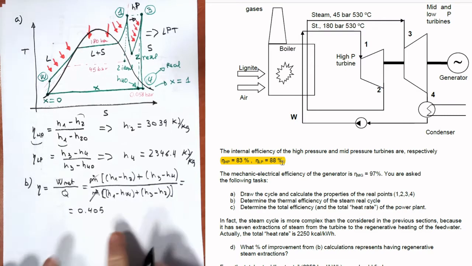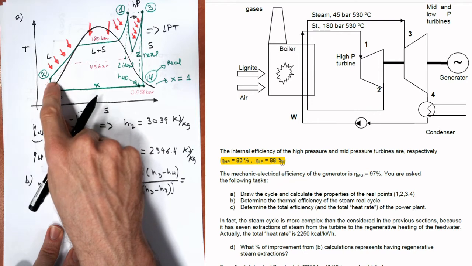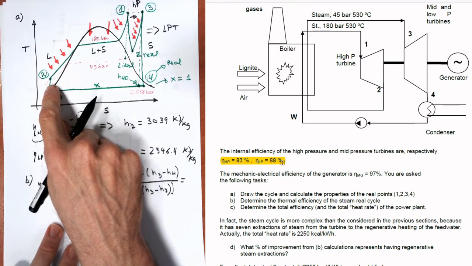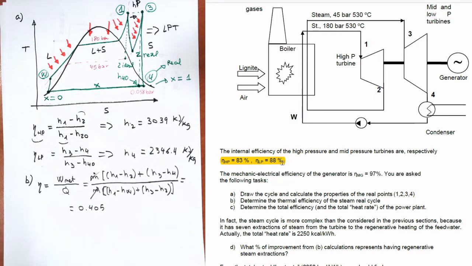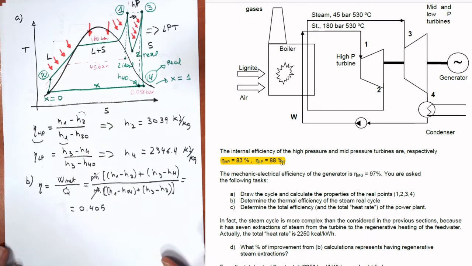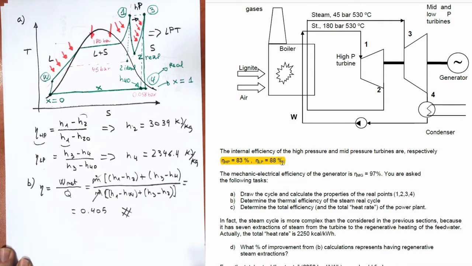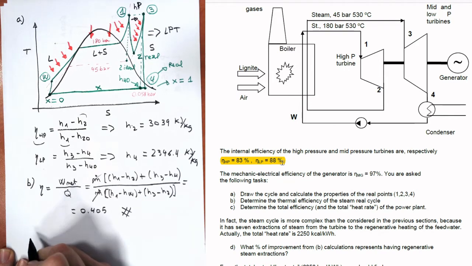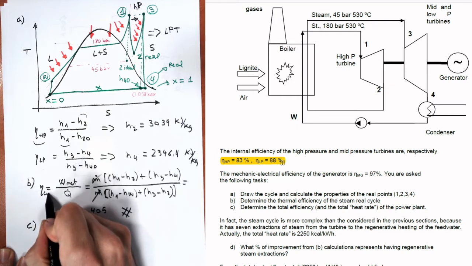And the result is 0.405. Now we could also consider the pump, because we need to put some work in for the pump, but the work at the pump is really low, and in this type of exercise, when we pump only water, the work required is very little. Okay, so that's it for question number B. Let's move to question number C. It asks us to determine the total efficiency. The total efficiency, this is the cycle efficiency.